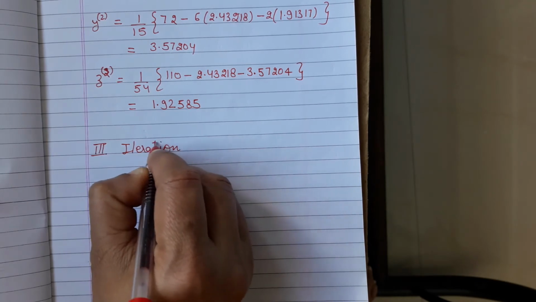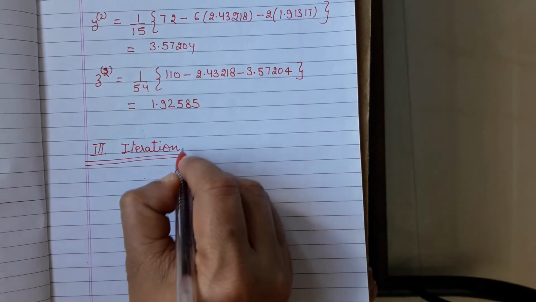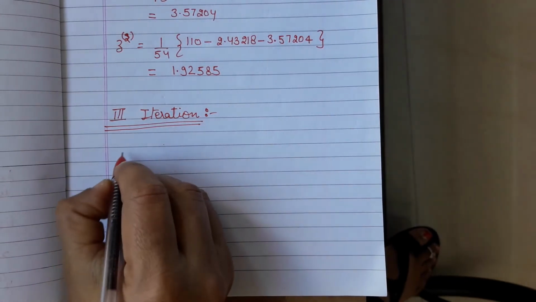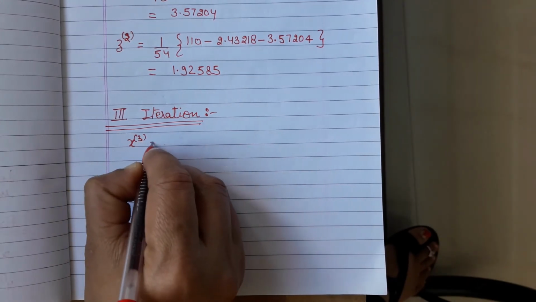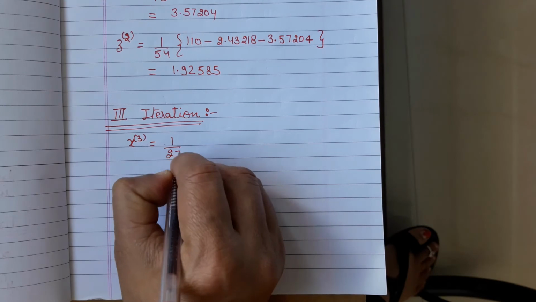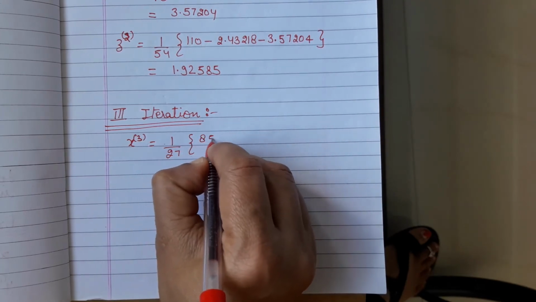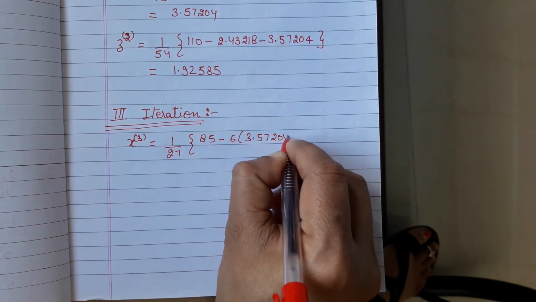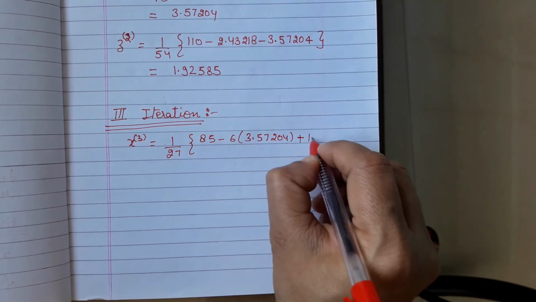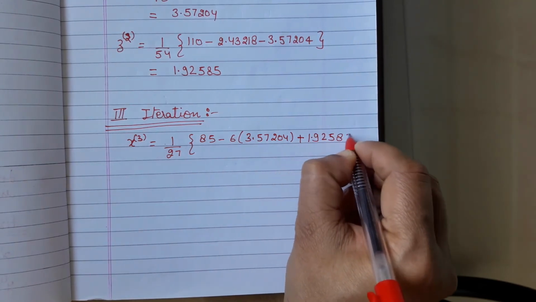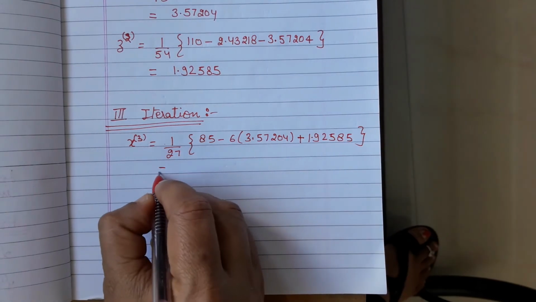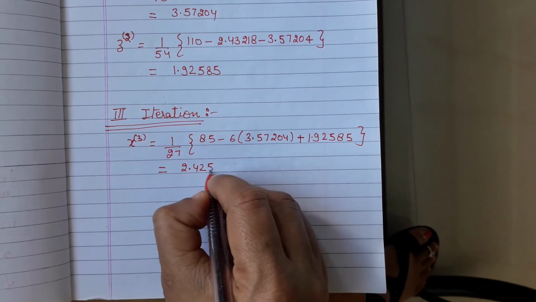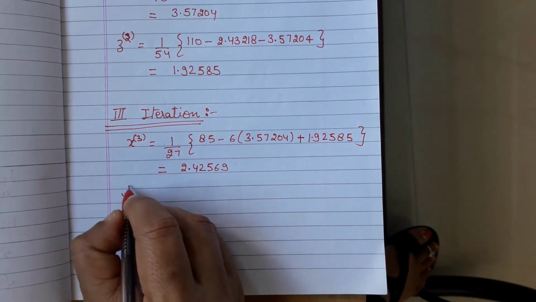So after doing this third iteration, we can conclude the value. So the third iteration will be x3. x3 we have to write. x3 is 1 by 27. Now 85 minus 6 y, 3.57204 plus z, 1.92585. When we simplify this using a calculator, the x comes 2.42569.